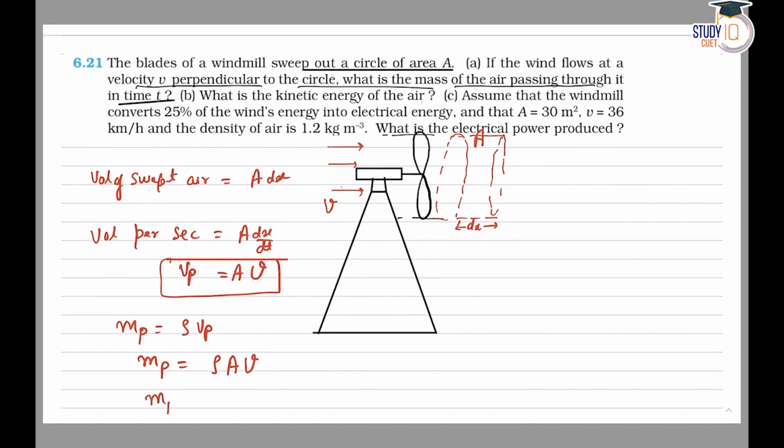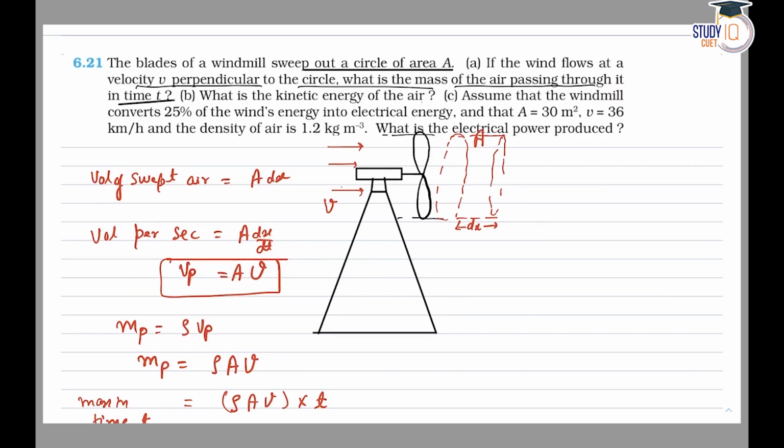So mass swept in time t can be written as, for t time you have to multiply the mass per second into t. If per second the mass entering is rho A v, then in time interval t the mass entering is rho A v into t. So this is mass in time t, that is equal to mass per second into total time, which is t.